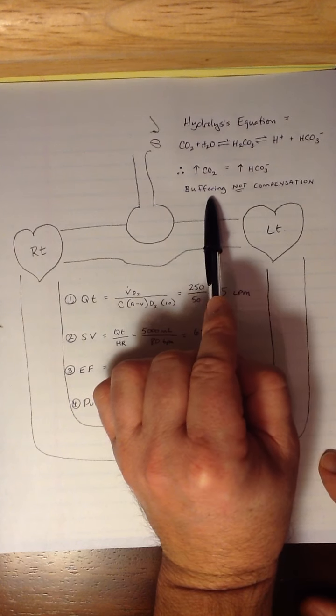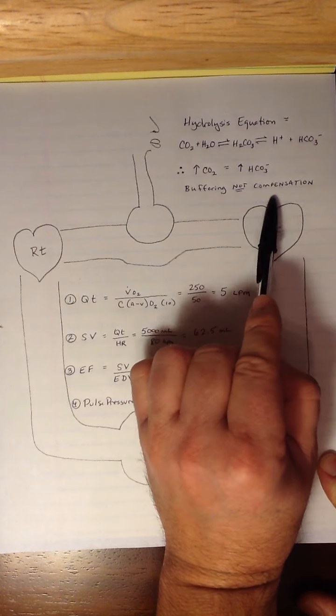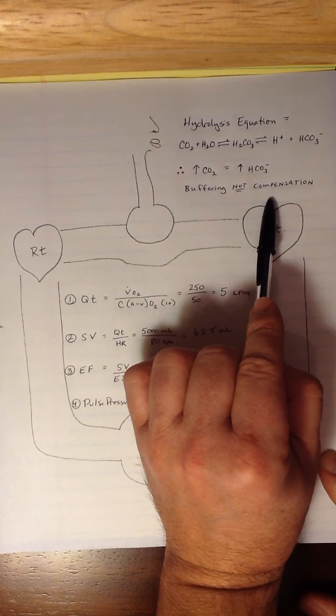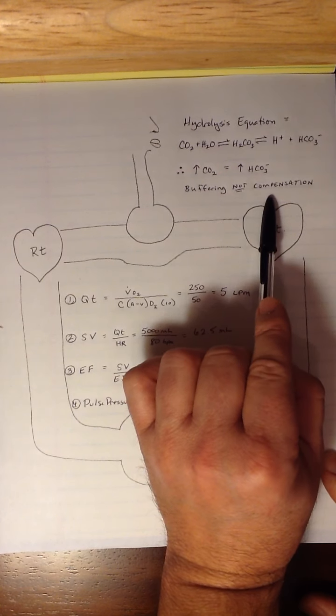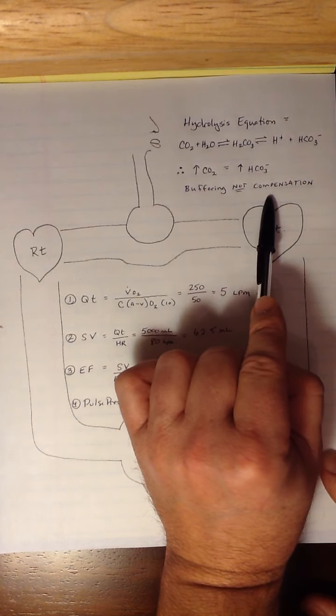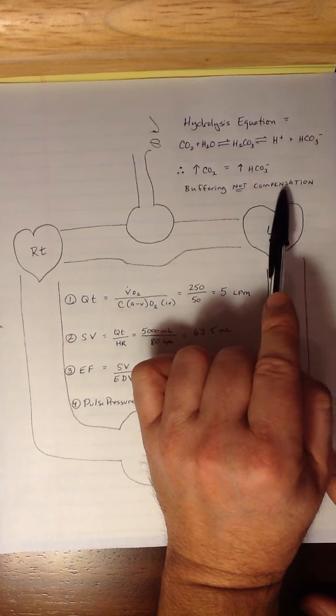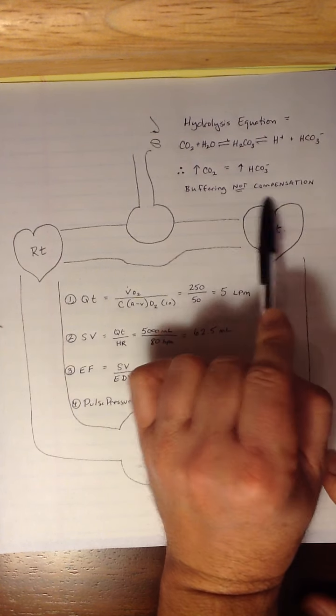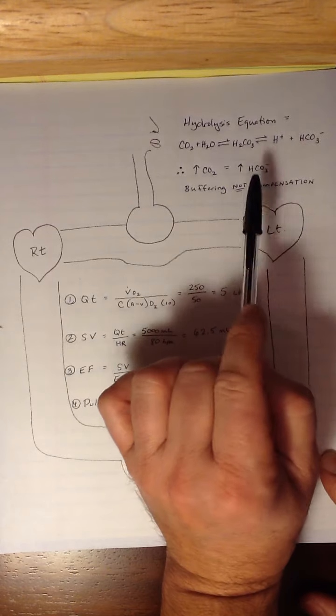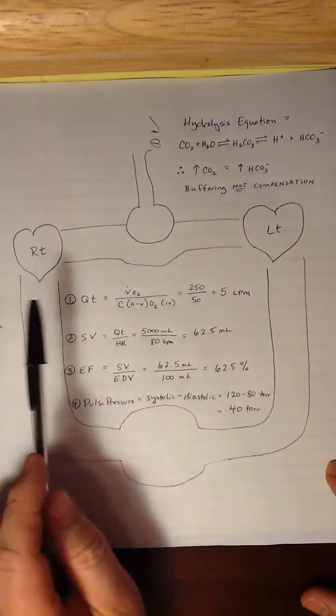So I have that this is buffering, not compensation. Remember, when we compensate in our blood gases, we're looking at organ compensation. Either the lungs are compensating or the kidneys are compensating. So this is a point that we'll look at next week, but I thought it would be a good idea to go over the hydrolysis equation early.